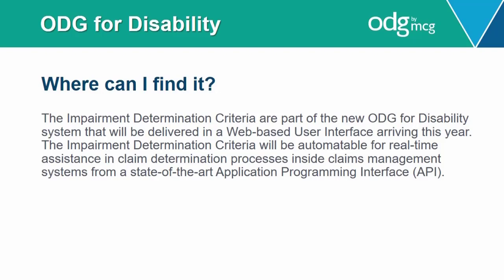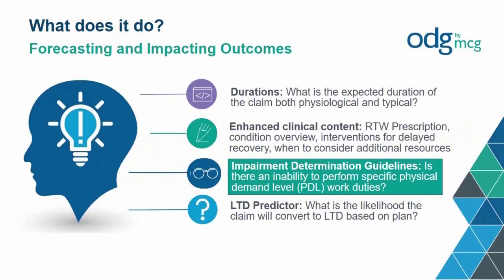Our tools will help you manage and facilitate return to work for short or long-term disability claims by providing reliable, consistent, evidence-based treatment and duration guidelines, our impairment determination criteria, and resource optimization with the long-term disability predictor. So what can ODG for Disability do for you? We're here to really help with forecasting and impacting outcomes. We do this by focusing on 4 key areas. Let's start at the top.